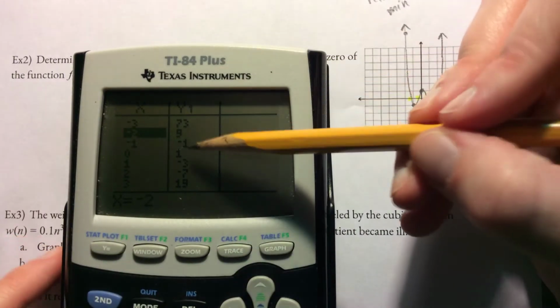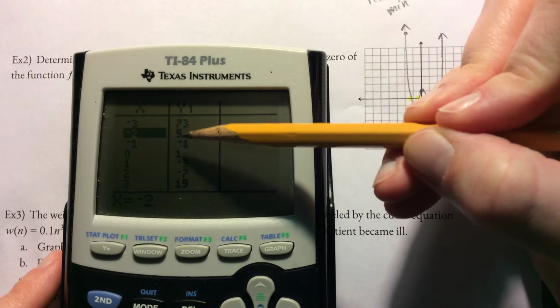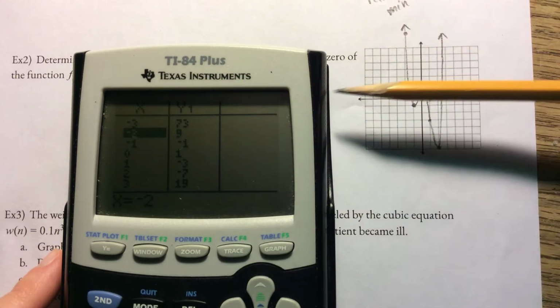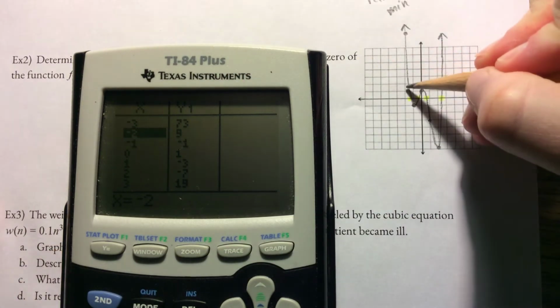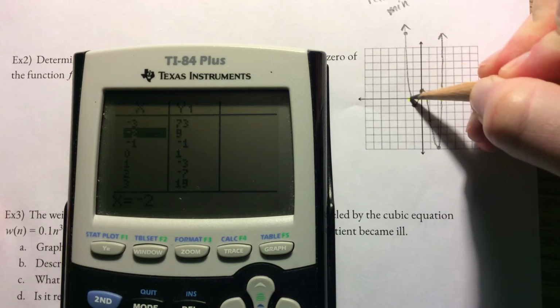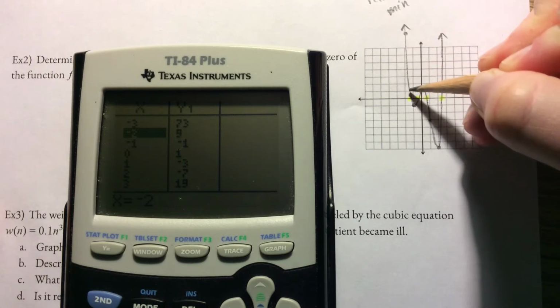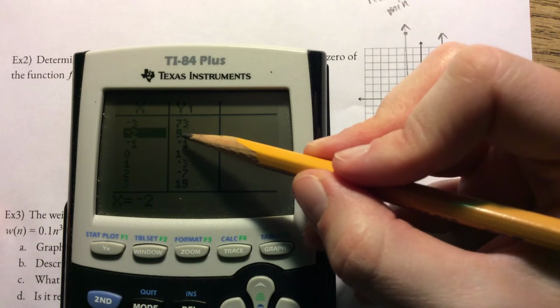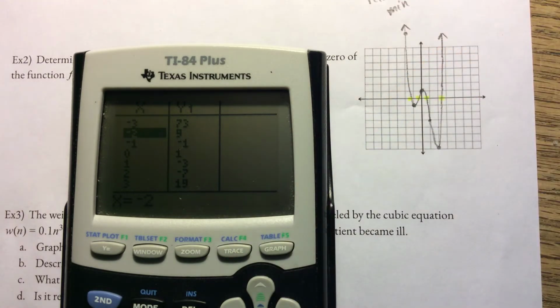If I go back to here, whenever this y value is going from a positive to a negative or a negative to a positive, that means that's where it's crossing the x-axis, because up here I have positive values and down here I have negative values. So whenever it crosses or switches sign like that, that's where you're going to have a 0.